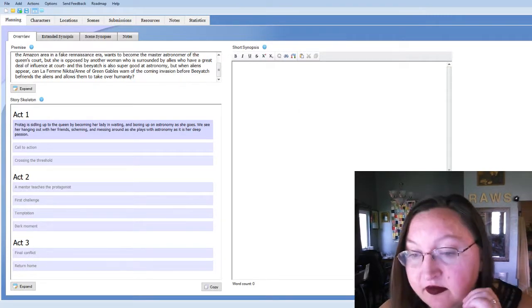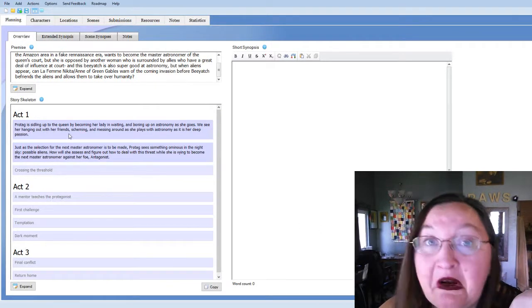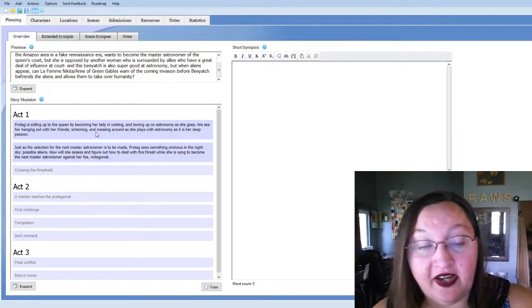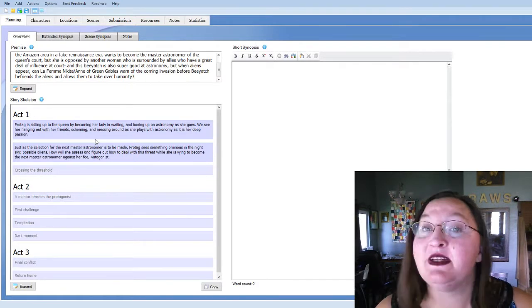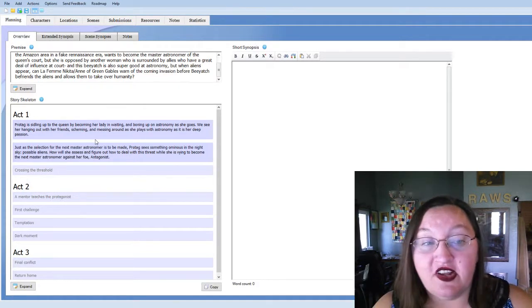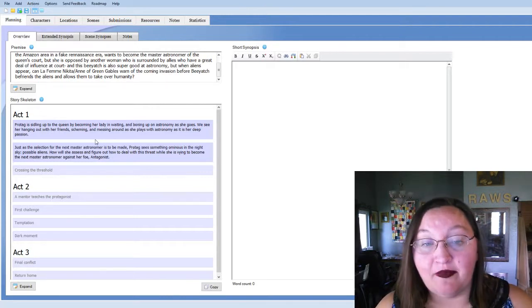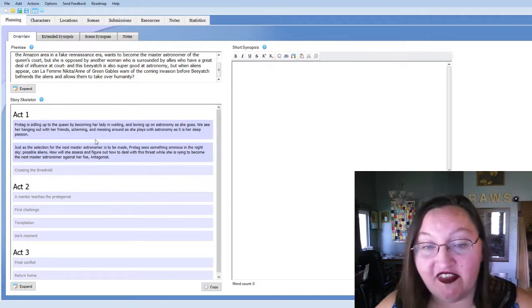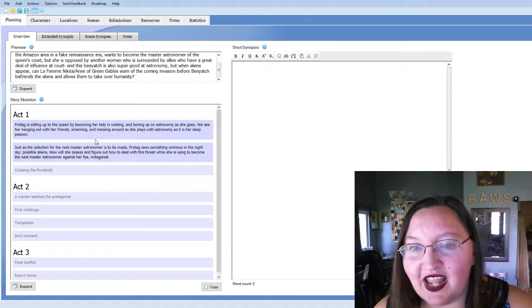All right. So, Act 1. Protag is sidling up to the queen by becoming her lady-in-waiting and boning up on astronomy as she goes. We see her hanging out with her friends, scheming and messing around as she plays with astronomy, as it is her deep passion. Just as the selection for the next master astronomer is to be made, Protag sees something ominous in the night sky, possible aliens. How will she assess and figure out how to deal with this threat while she is vying to become the next master astronomer against her foe antagonist?